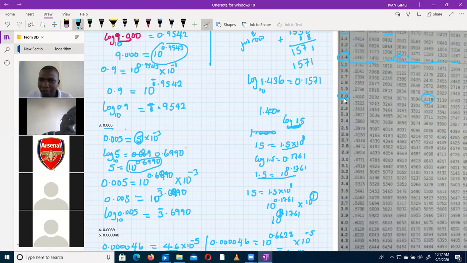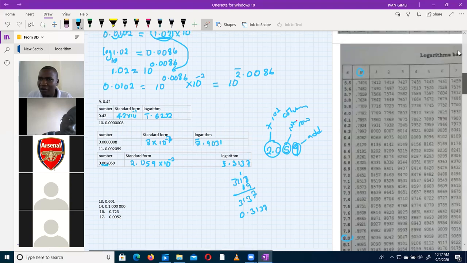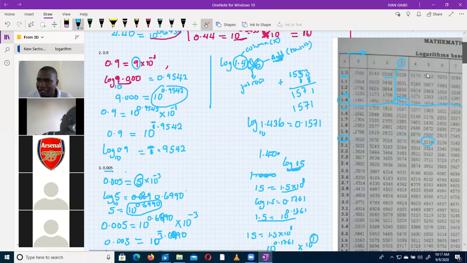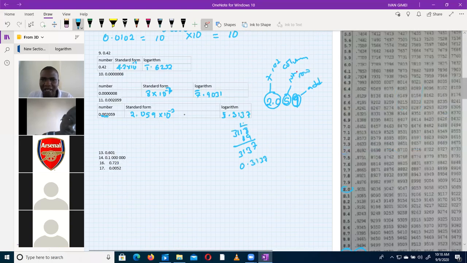Teacher, I'm seeing the 2.0. Then the next digit is, what's the next digit? Next digit is 5. So I come to the first row. Where is 5? 5 is here. So I look for the point of coincidence, whether the 2.0 and 5 coincide. They are coinciding here at 3118. So already 3118 is here. This is my 3118.